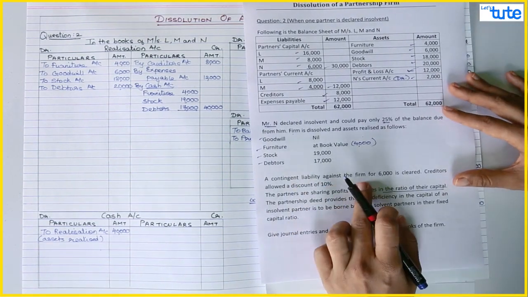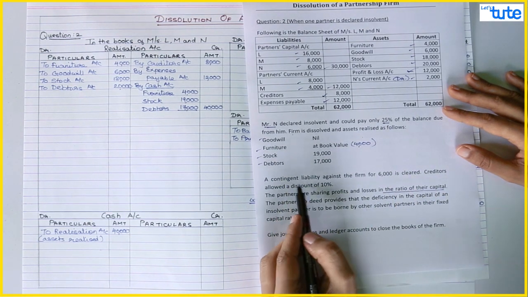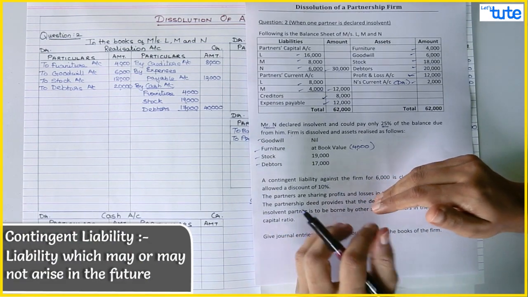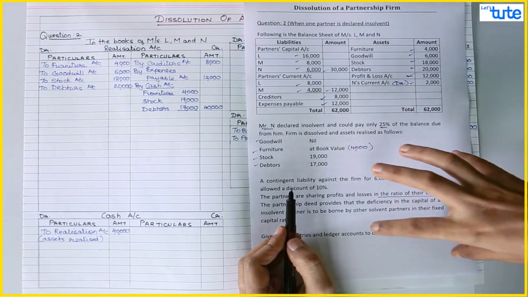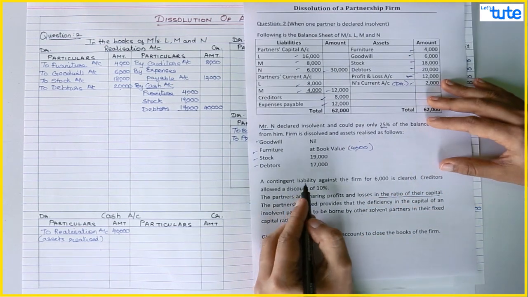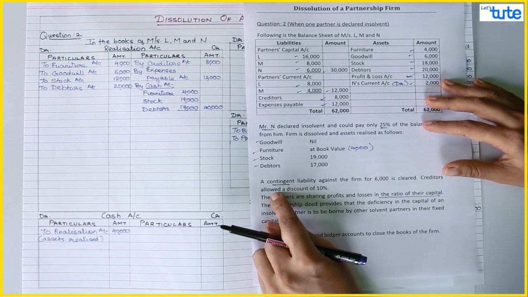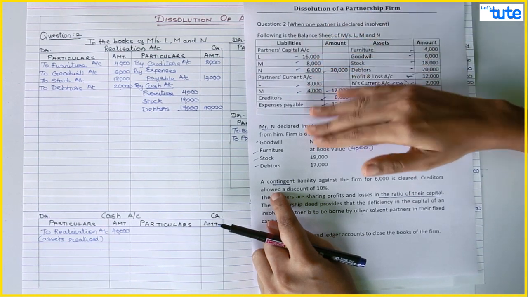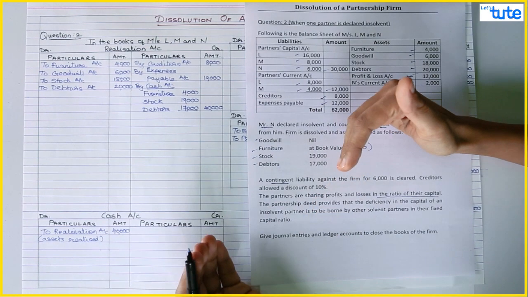A contingent liability against the firm for 6,000 is cleared. Now what is this contingent liability? A contingent liability is a liability which may or may not arise in the future. So some act is done in the current period due to which you may or may not incur a liability in future. That is why it is called contingent. If there is a contingent liability, it is not shown in your balance sheet because it is not yet incurred, not yet arisen. It may or may not arise in the future.